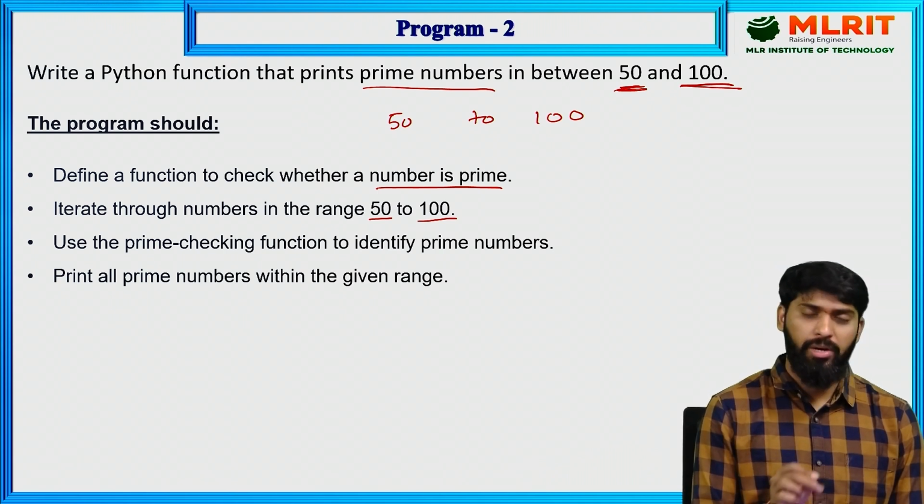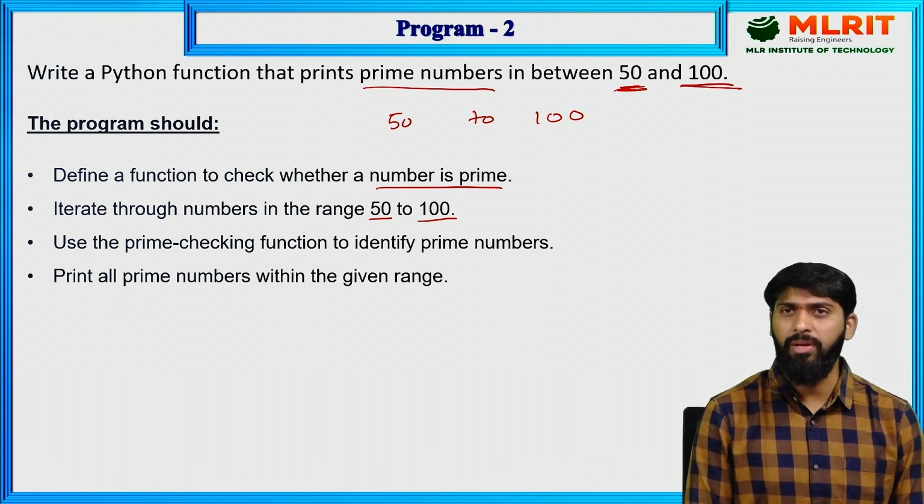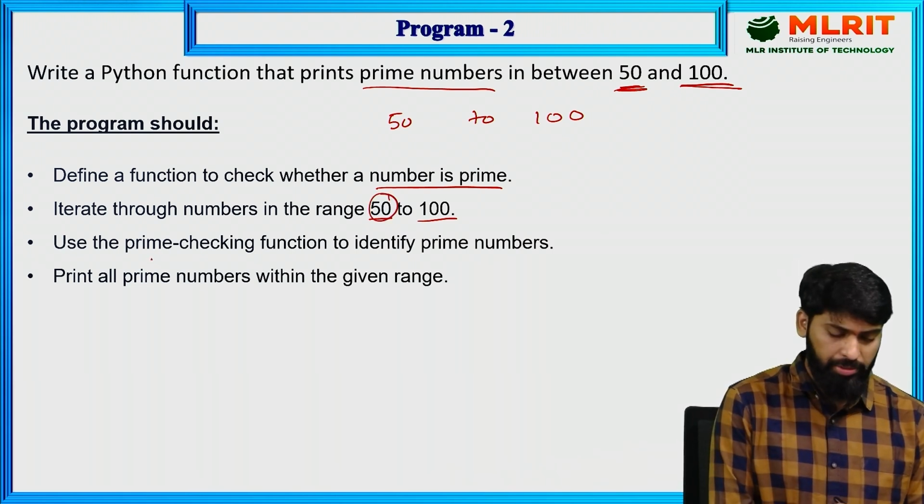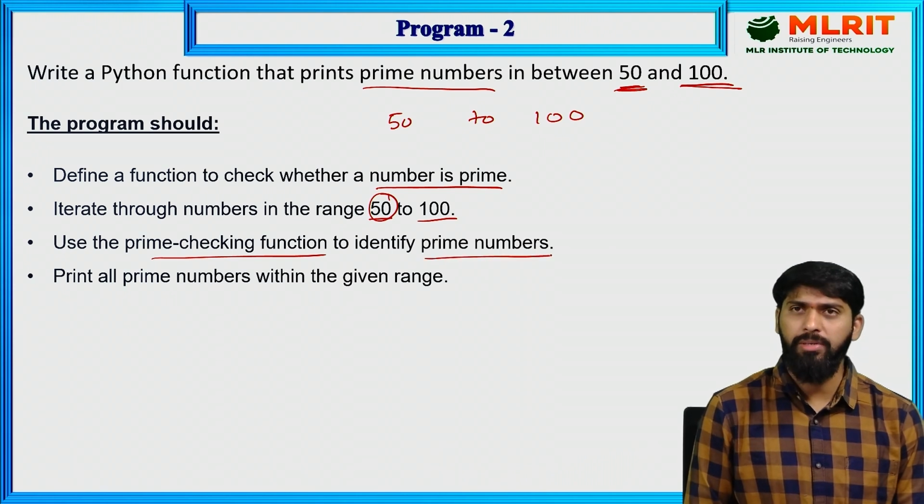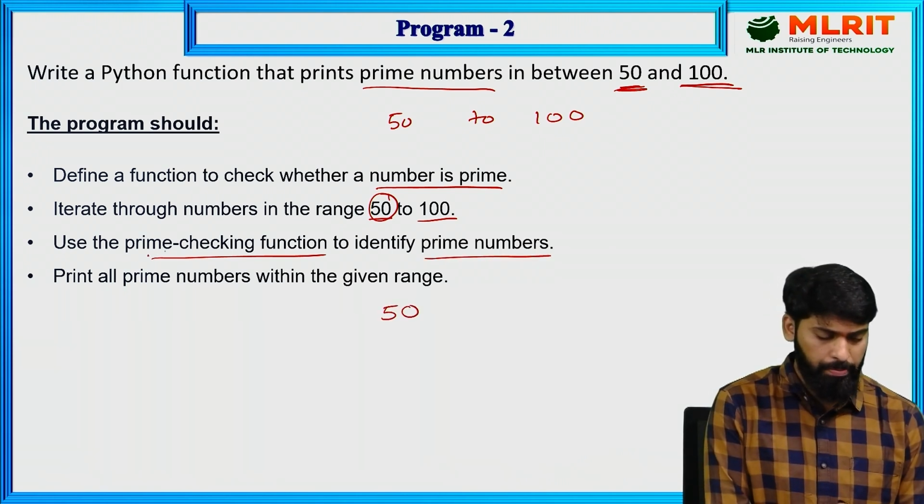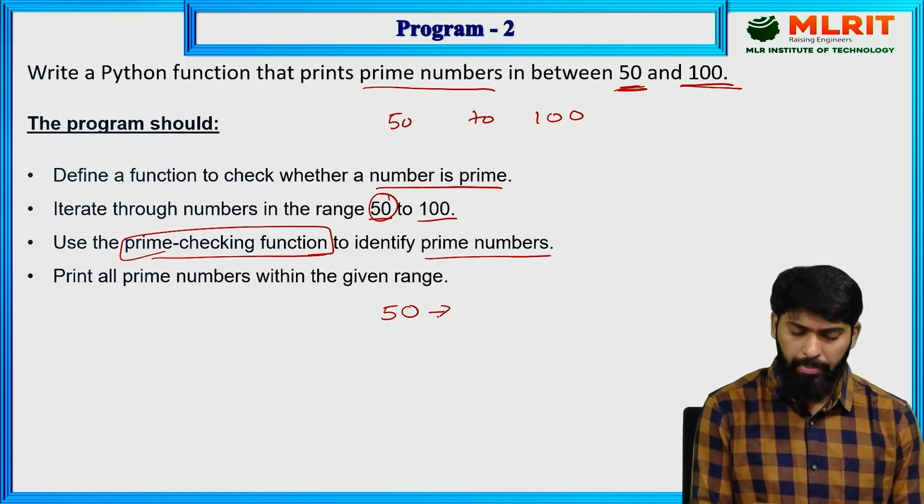So we run a loop. The starting value is 50 and the last value is 100. So use the prime checking function to identify prime numbers. That means the starting number is 50. Now by using this prime checking function, you are going to check whether 50 is a prime number or not.